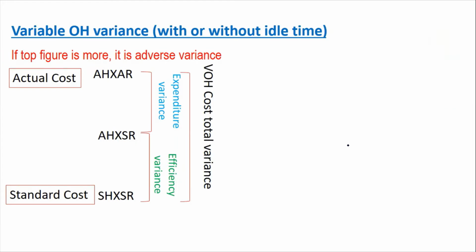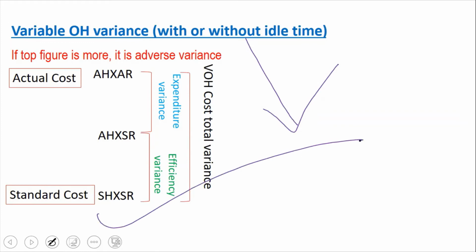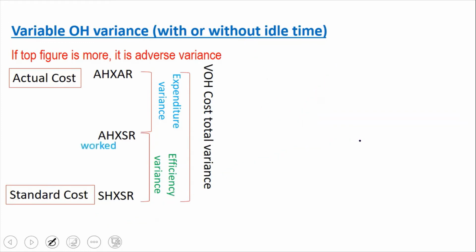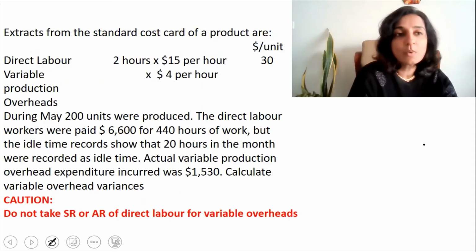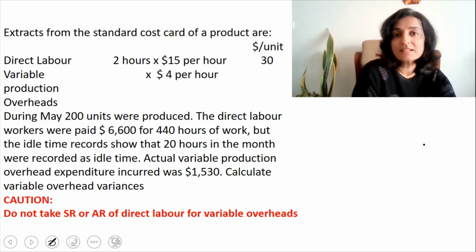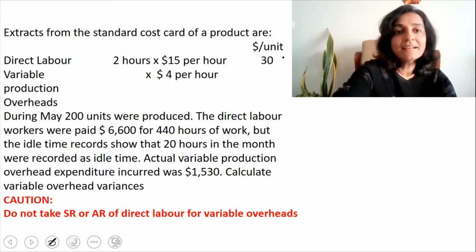So this is the final format of variable overhead variance. Please note that with or without idle time, the format remains the same. The only thing that you have to notice, actual hours is the actual hours worked. Now coming to the question, extracts from the standard cost card of a product are direct labor 2 hours.